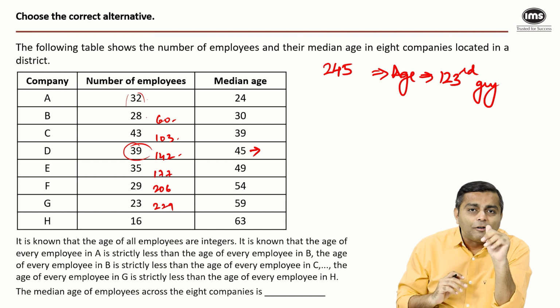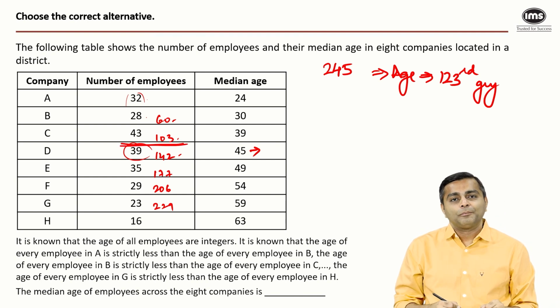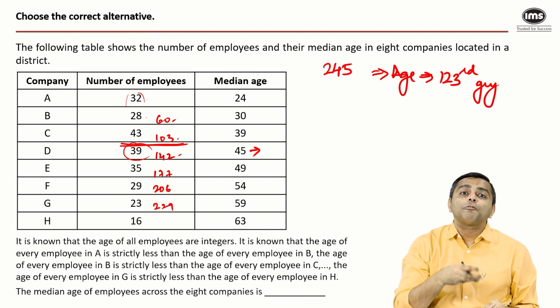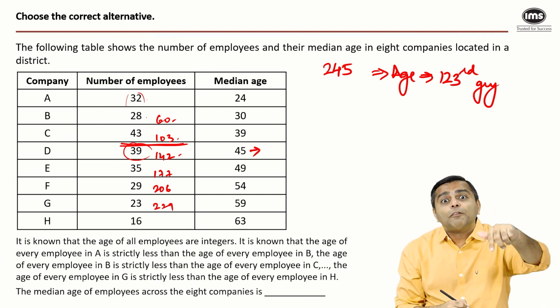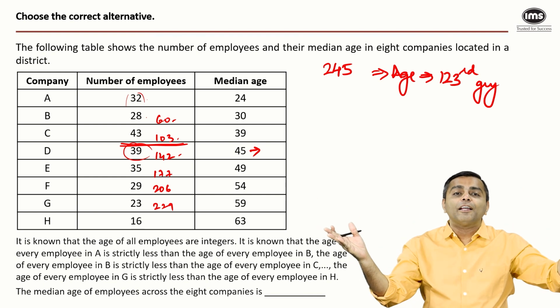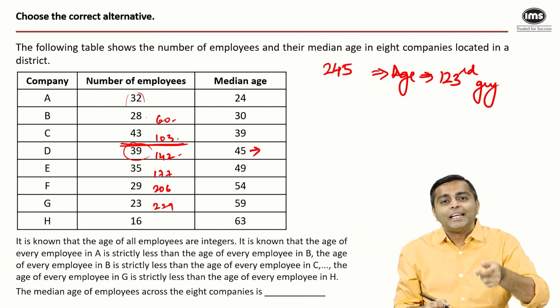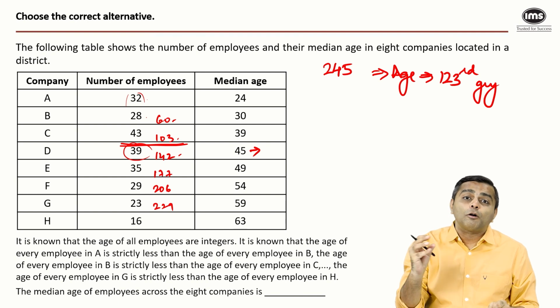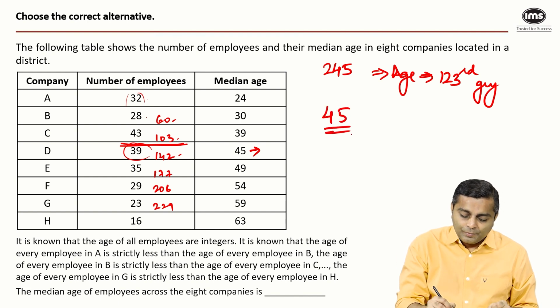I hope you are with me so far. Till here, we were at 103 people. And the 20th guy, which means if you add 20 more, you reach the 123rd guy. So that is exactly the guy we were looking for, the median of all the companies together. Which means the 123rd guy is 45 years of age. So our answer here is going to be 45.